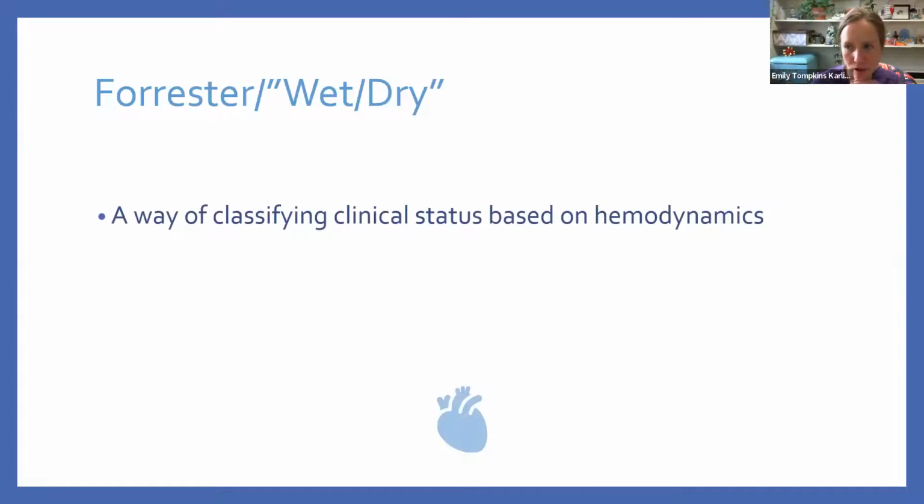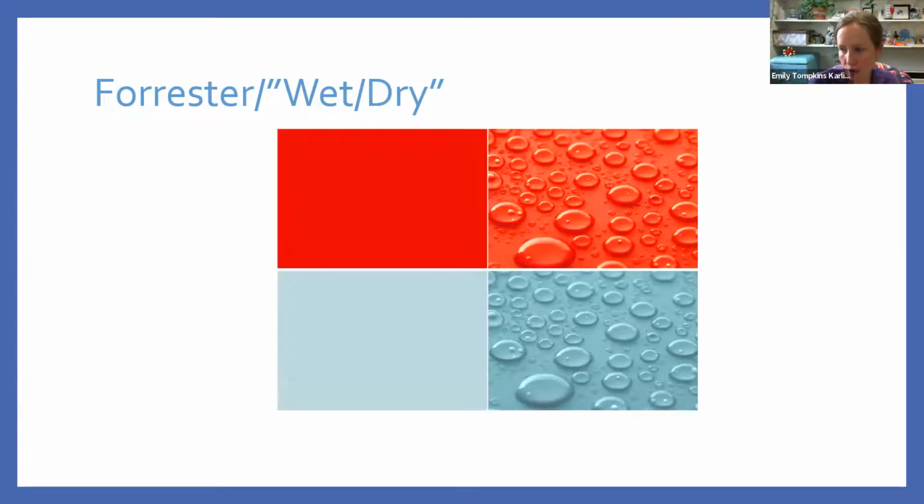So then last of all, we'll talk about the Forrester classification scheme, or the wet-dry diagram. And this was designed for people with heart failure. It's a way of classifying clinical status based on their hemodynamics. But although it's designed for people with heart failure, you could put any creature somewhere on this diagram. It's a neat diagram because it encompasses everything. It's basically a quadrant where any creature at any given time would live in one of these quadrants.